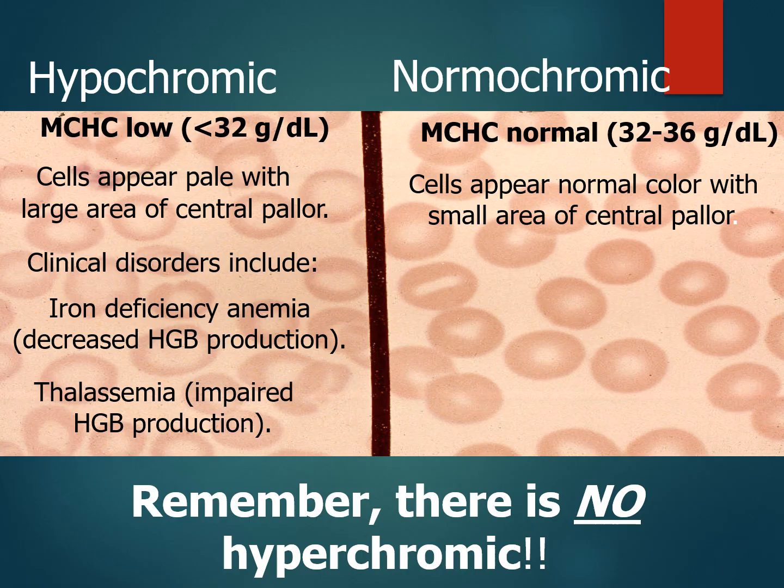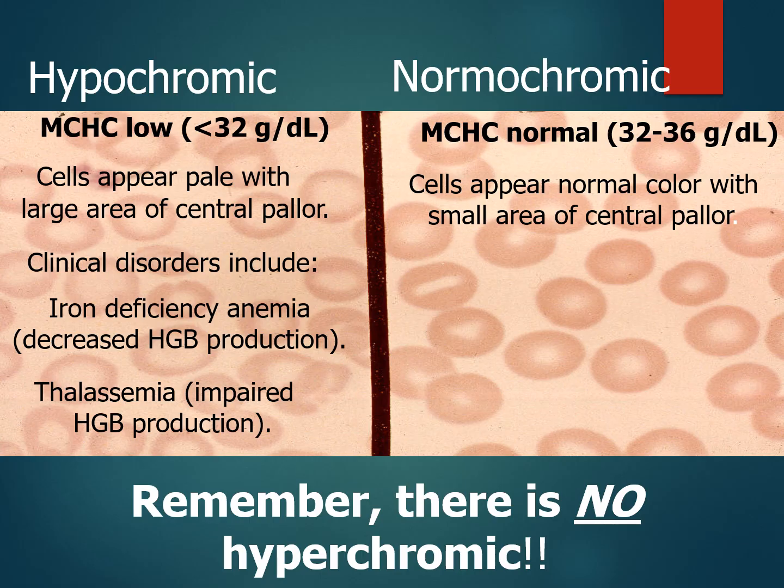For normochromic, a normal MCHC would be somewhere between the range of 32 and 36 grams per deciliter, and these cells appear normal with color and have a normal area of central pallor. Now, ordinarily, you think, okay, well, what if it's greater than 36? Wouldn't that be hyperchromic? No.